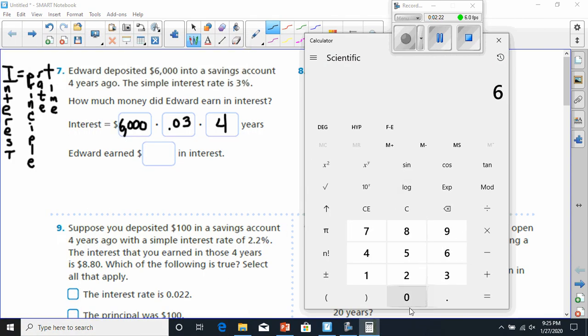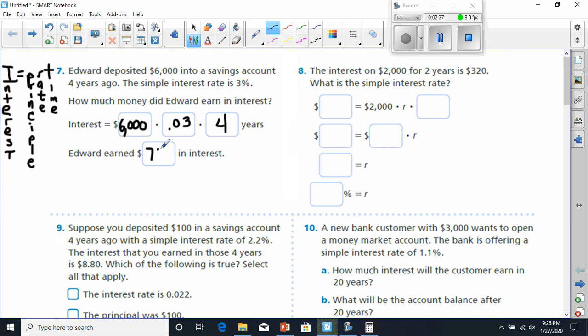We got 6,000 times 0.03 times 4. That means Edward will earn $720 in interest. Now remember, this is just the interest, not what he's going to have in the bank. What he's going to have in the bank will be the principal plus his interest.